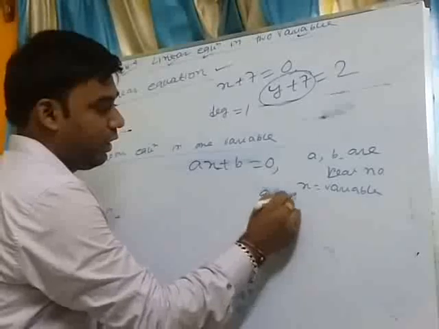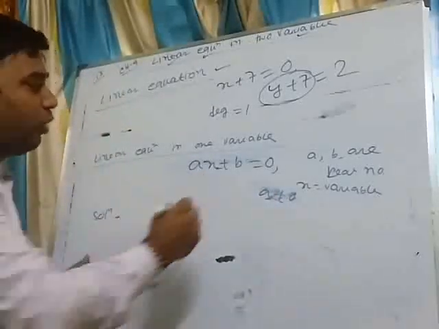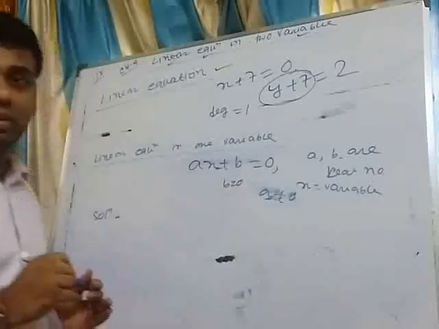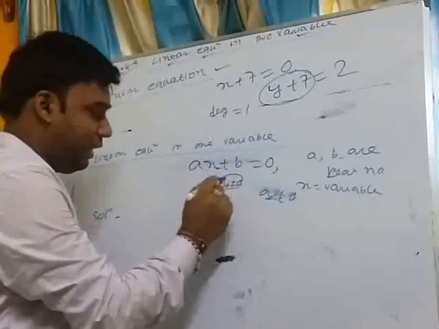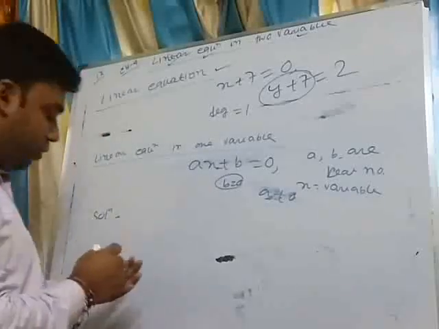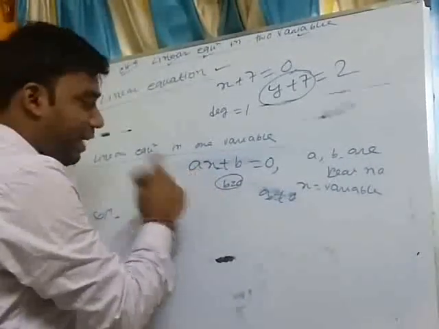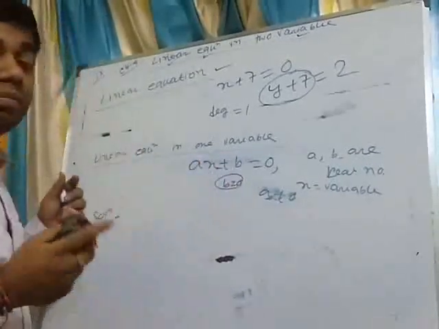If a equals 0, then it reduces to b equal to 0, which is not an equation. So a should not be equal to 0, because if a equals 0, then the variable will be missing.